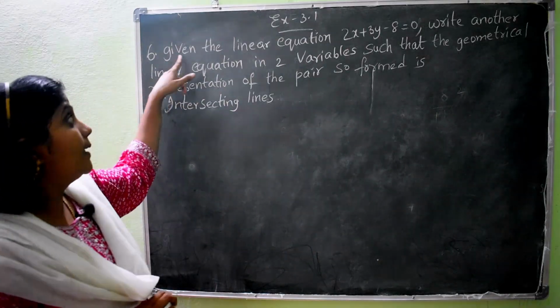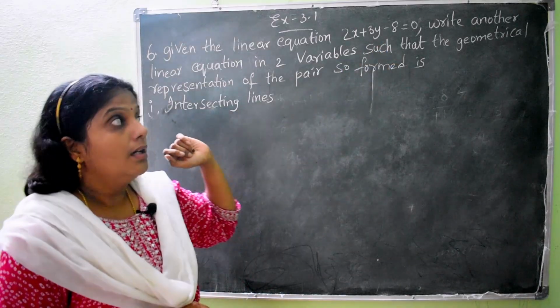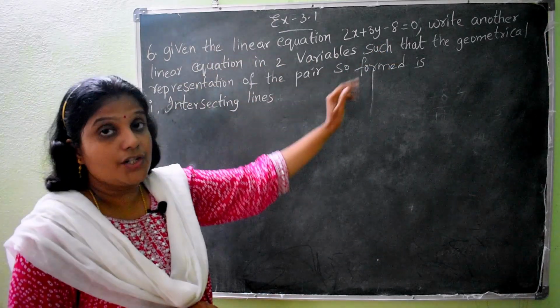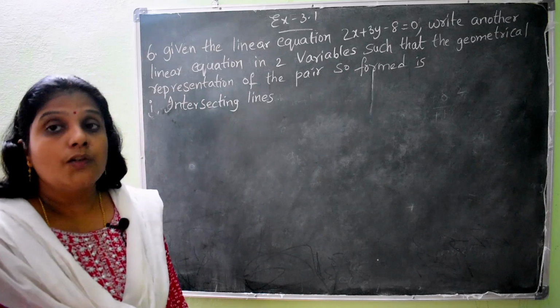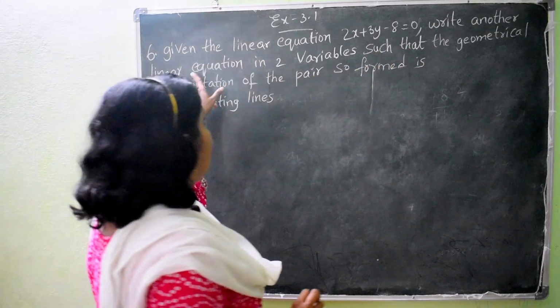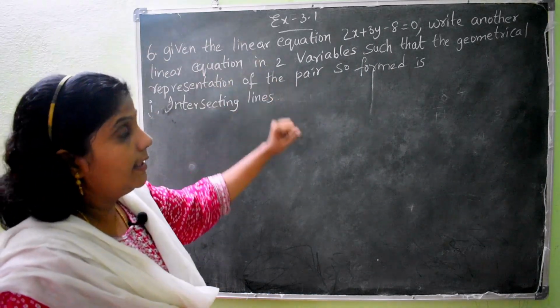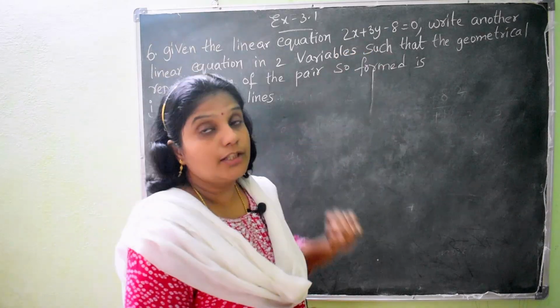Given the linear equation 2x plus 3y minus 8 equal to 0, here one linear equation is given. What is that linear equation? 2x plus 3y minus 8 equal to 0. So write another linear equation in two variables. What we have to do is write another linear equation. Here x and y are the two variables.